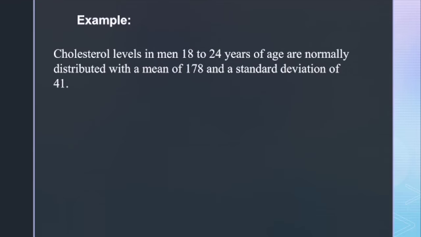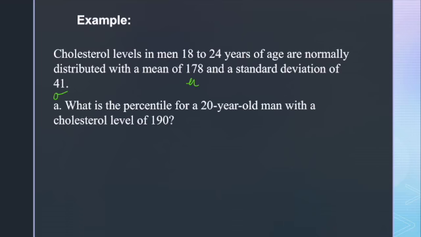So we should probably do a few more examples with these to feel really confident in calculating Z scores and using a Z table. So cholesterol levels in men 18 to 24 years are normally distributed with a mean of 178 and a standard deviation of 41. What is the percentile for a 20-year-old man with a cholesterol level of 192?